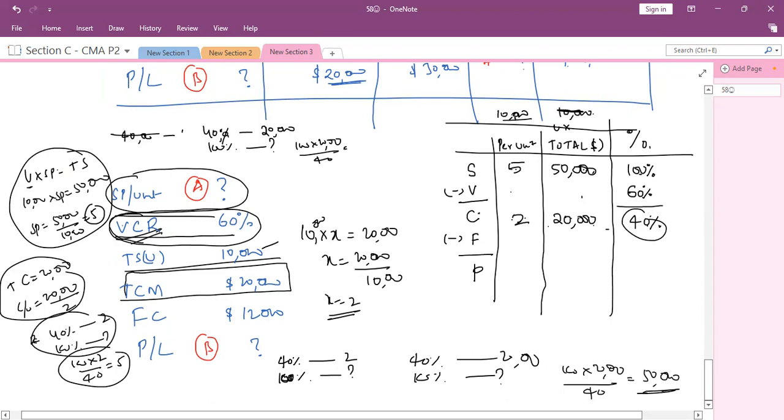Correct. Then 60% of 5 is how much? 3, correct? 30,000. Fixed cost is already given to you, 12,000. Contribution is 20,000, fixed cost is 12,000. Then what is the profit, Prasad? 8,000. There is no need to calculate fixed cost and profit per unit.